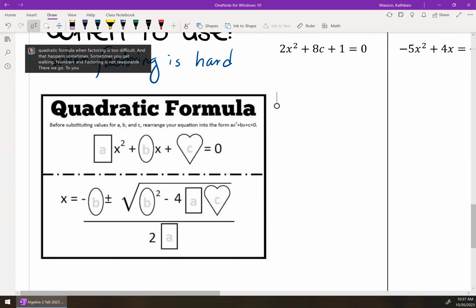To use quadratic formula, you will need to have a standard form equation: ax squared plus bx plus c equals 0. And the first step in solving will be to find the discriminant. That's this part that's under the radical. So this is what we're going to do first.